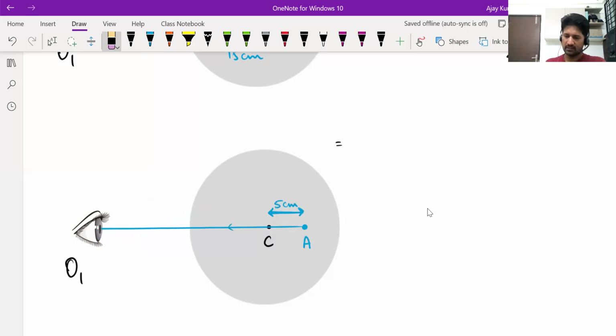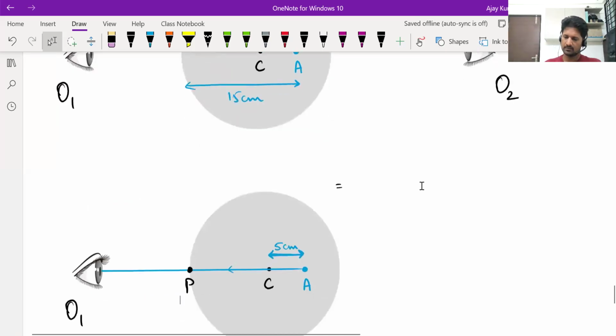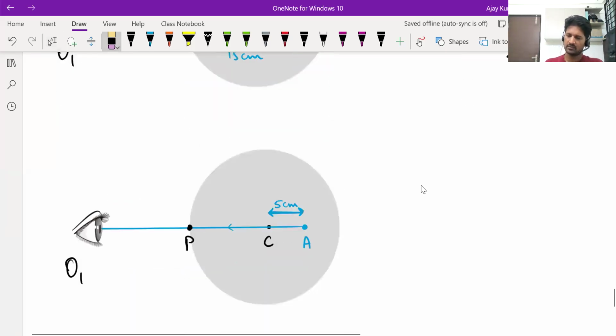Light is going to the left side, and for this refraction, this point is the pole. It's very important to visualize the pole because all distances will be written from there. Try. Radius is given 10 centimeters. Refractive index is 3/2.